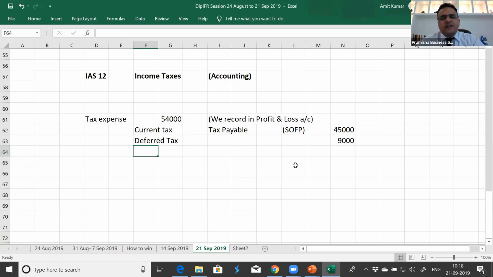Now, what will be recorded in this scenario? Will it be a deferred tax liability or a deferred tax asset? We were willing to pay 54,000. They are demanding 45,000. We know that they'll be demanding this tax in future.